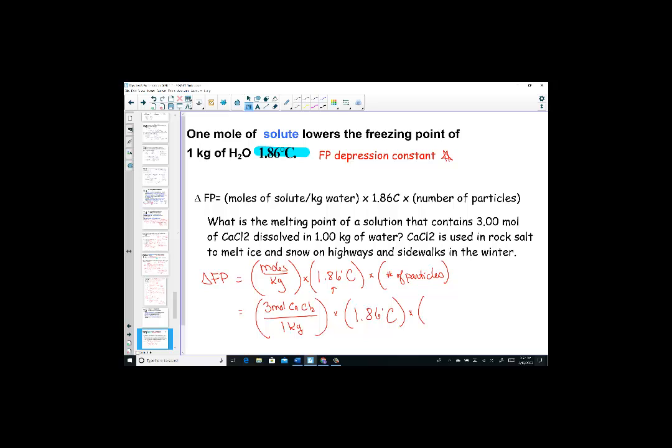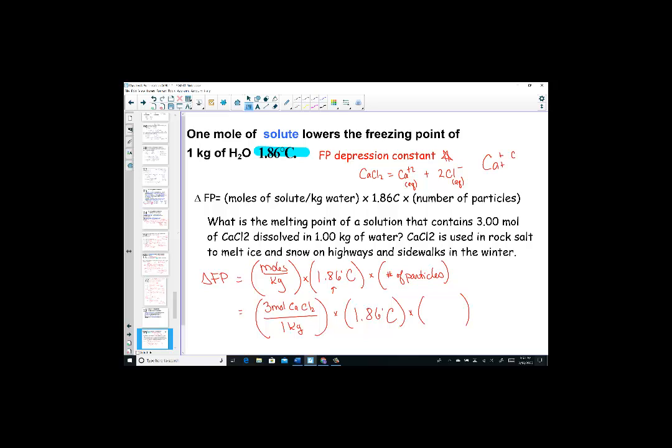Well, how many particles are contained in calcium chloride? Can you see that? Calcium chloride is built of 3 ions. You get 1 aqueous ion. Remember, ions are always aqueous. And you get 2 aqueous ions of the negative. So that's a total of 3 ions.